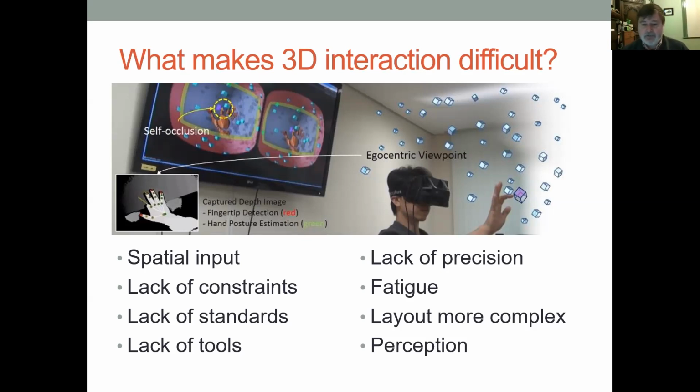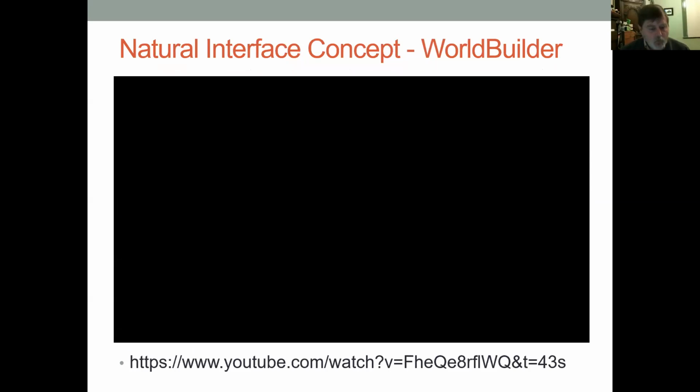Lack of precision. With a mouse you can select an individual pixel. You can't do that in 3D. Fatigue. If you wave your hands in front of your face for 10 minutes, your arms are going to fall off. Layout is more complex. Perception. It's just 2D but harder.